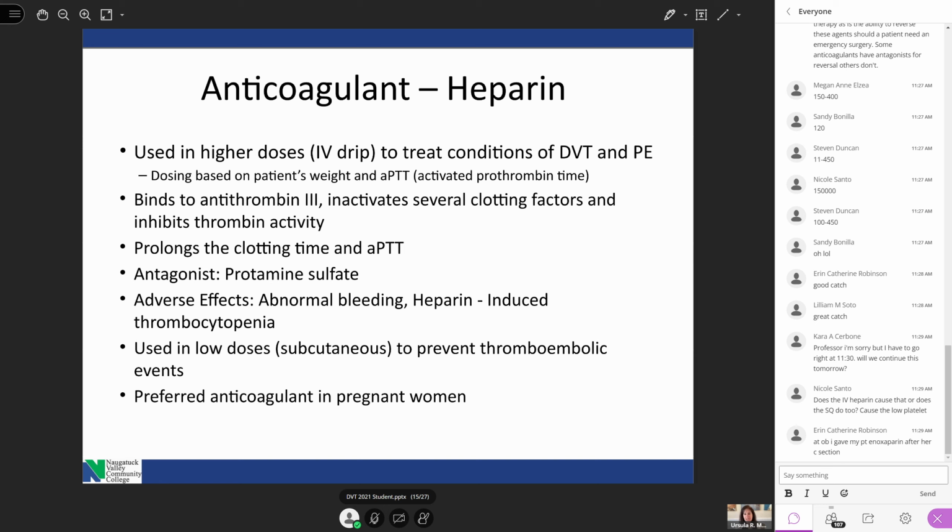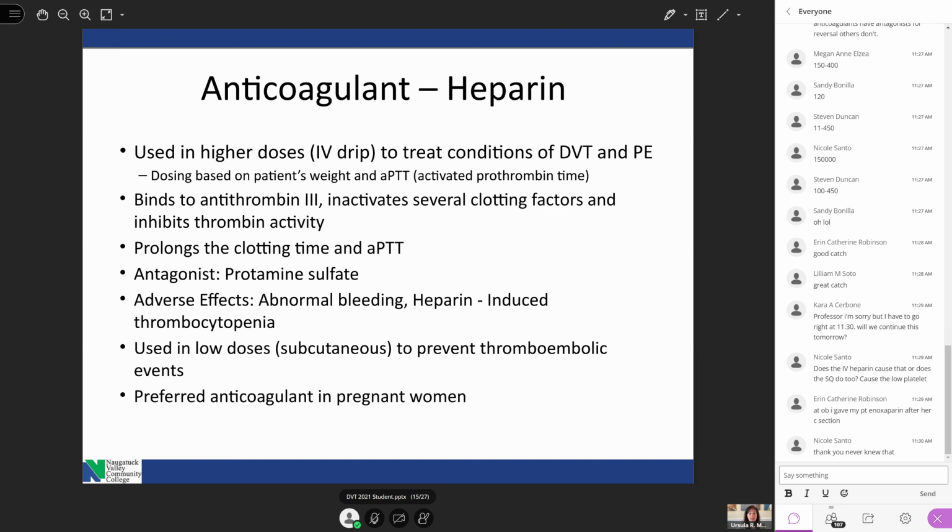Excellent. Yes. Does IV heparin cause that, or does sub-Q do too? Both of them do. Heparin does. All heparin, any heparin, whatever dose, yes. So when you're giving those heparin sub-Qs, Nicole, and everyone else, I'm not trying to pick on you, Nicole, but I know that you give a lot of medications, being an LPN, make sure that you are eyeballing that platelet count.